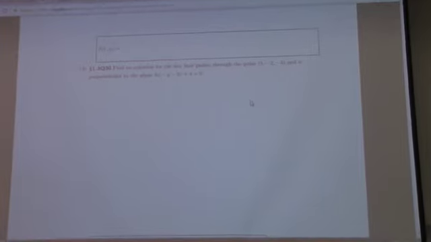This strikes me as the easiest question on this test. If you know about equations of planes, can someone describe how to do this? Yeah.